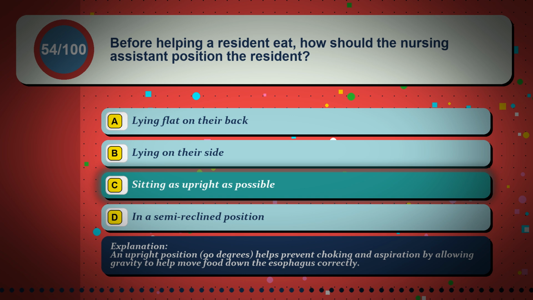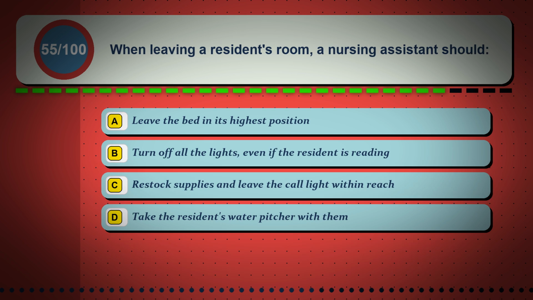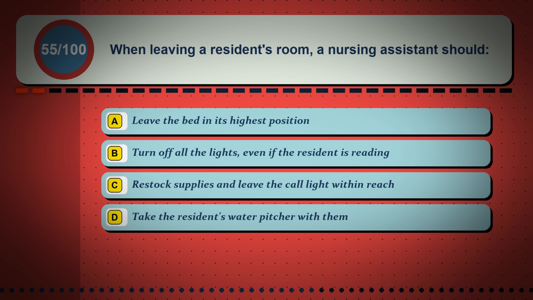Question 55. When leaving a resident's room, a nursing assistant should: Option A, leave the bed in its highest position. Option B, turn off all the lights, even if the resident is reading. Option C, restock supplies and leave the call light within reach. Option D, take the resident's water pitcher with them.